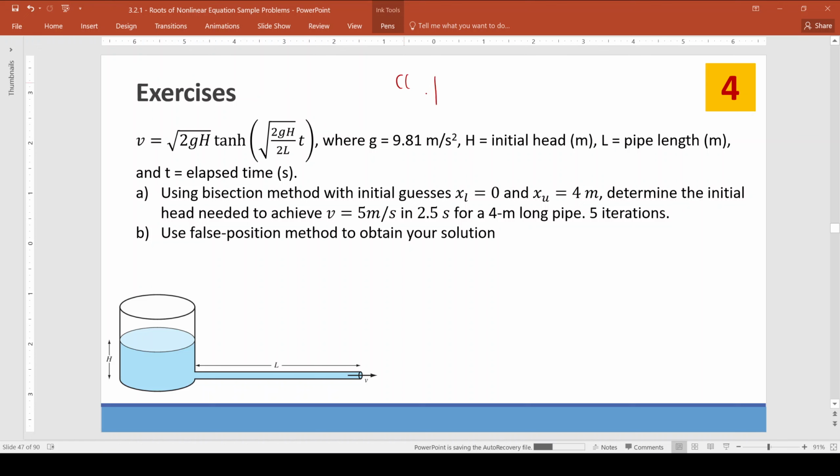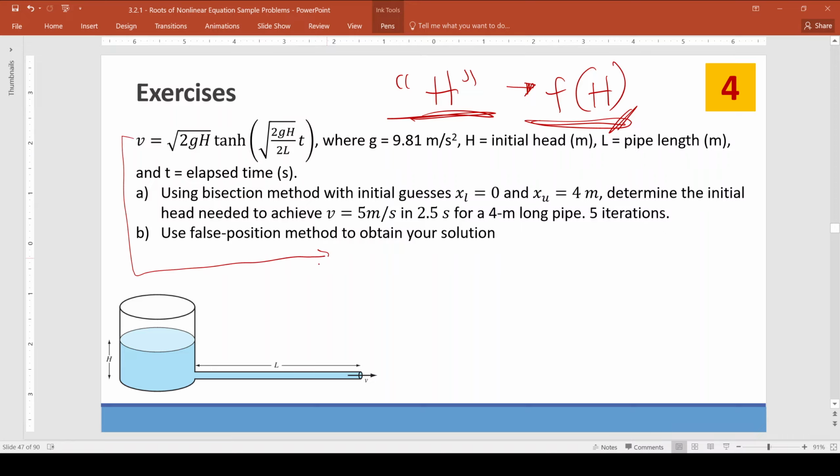Again, in this problem, we are going to find the head. Therefore, our function should be a function of the h. And since the equation that we're going to use for our iteration should be a function of the h, we are going to write this as f of h is equal to the square root of 2gh times the hyperbolic tangent of the square root of 2gh over 2l times the time minus the velocity. We can cancel this 2 over 2.